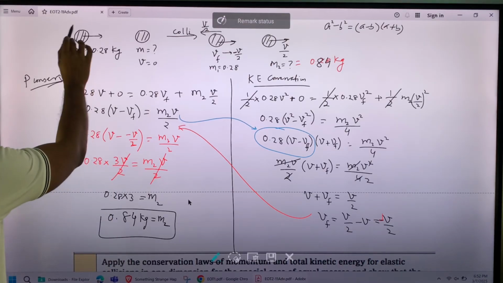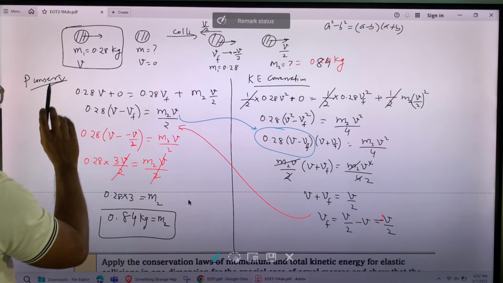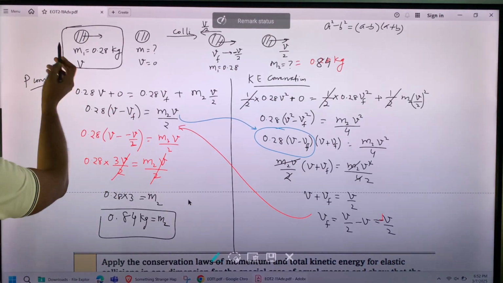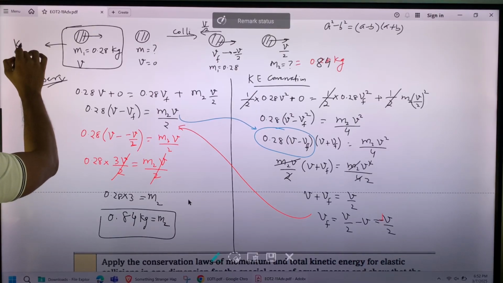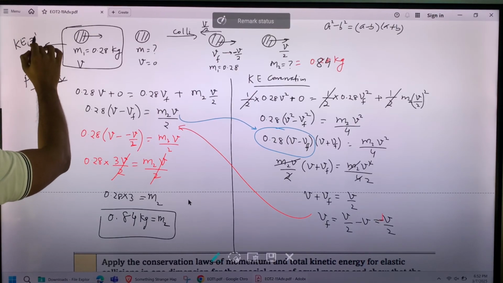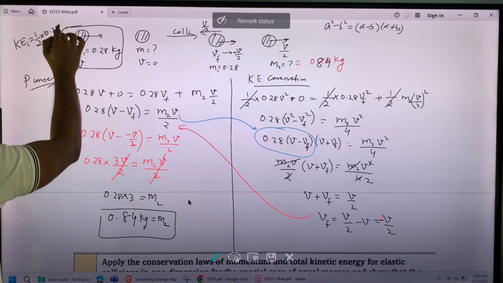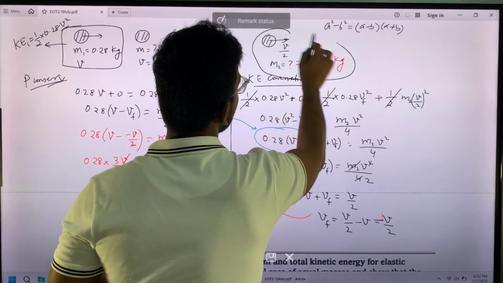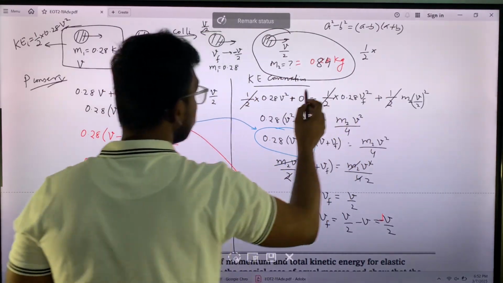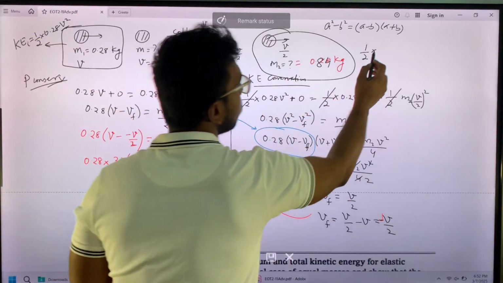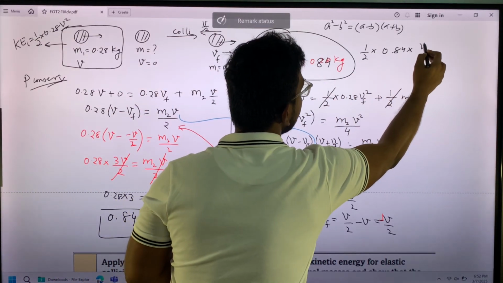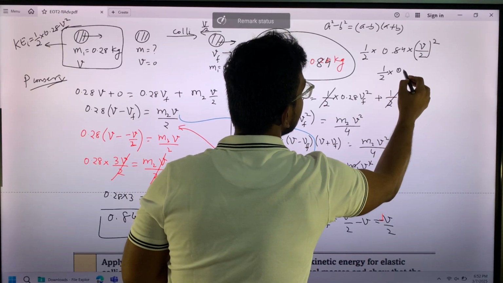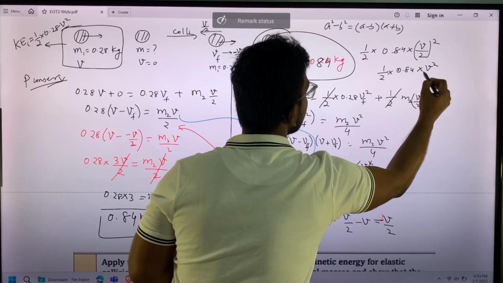So we can find out the initial kinetic energy of the ball, because now we know the speed as well. Okay, let's keep it as v, no problem. Kinetic energy initial will become half times 0.28 times v square. The final kinetic energy of the second ball will be half, and this mass is basically 3 times, so half times 0.84 times v by 2 square. So this becomes half times 0.84 times v square by 4.